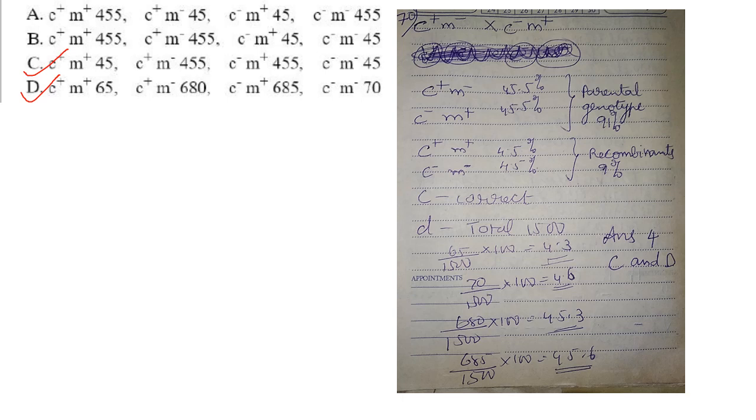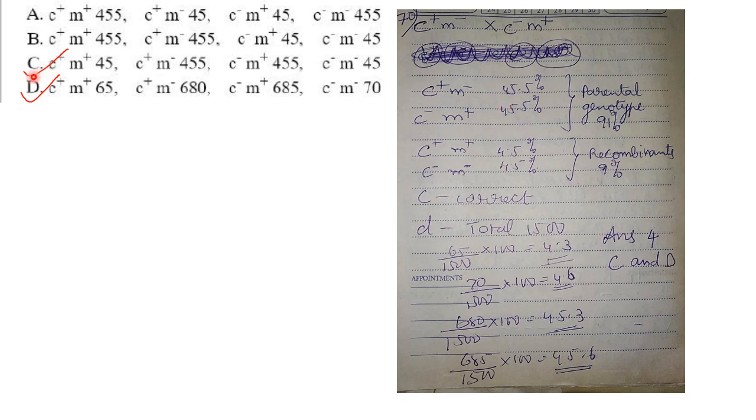So these are the parental combinations. C plus M minus, C minus M plus are the parentals; C plus M plus, C minus M minus, they are your recombinants. They are 9 centimorgan apart. So 9%, so 4.5% each. So the remaining will be 91%. That will be your parental genotypes. So 45.5% and 45.5% each.